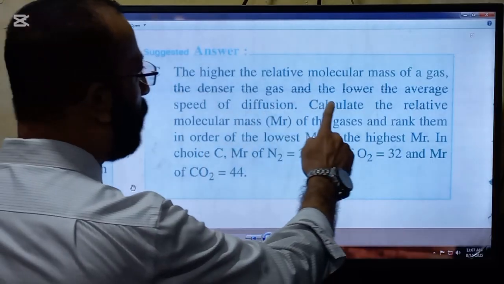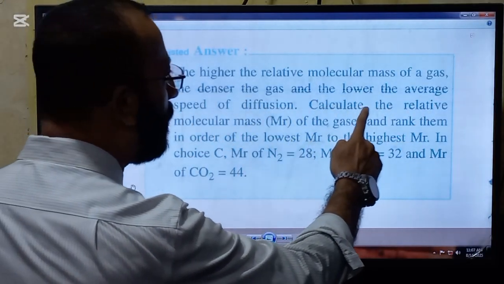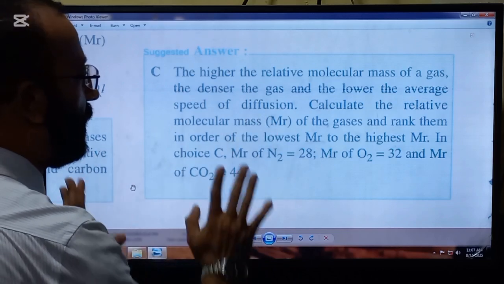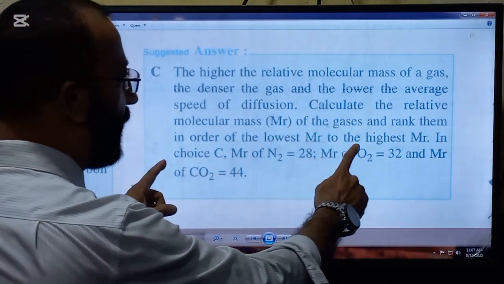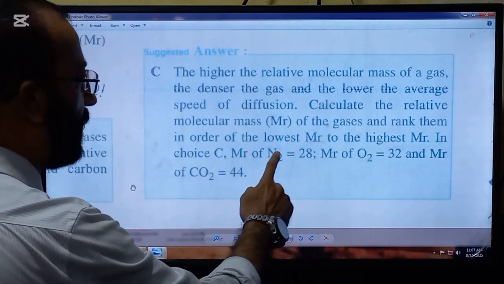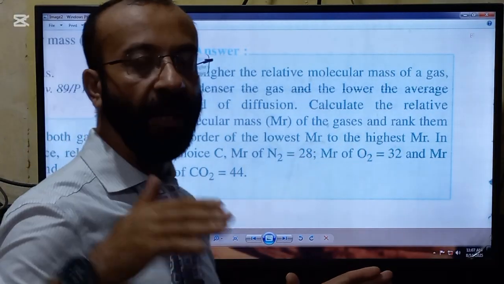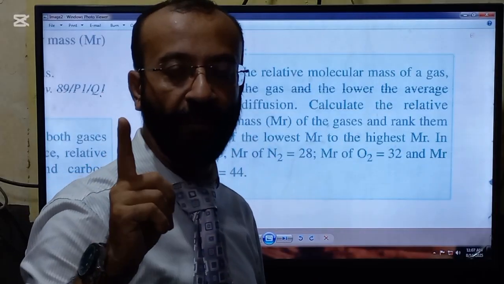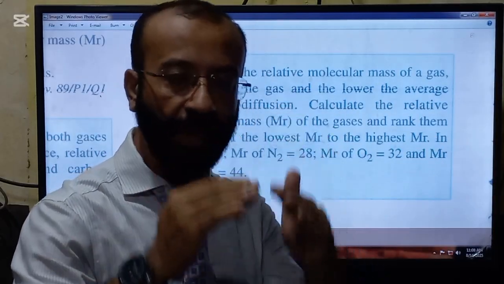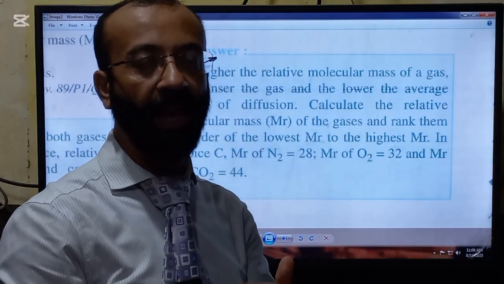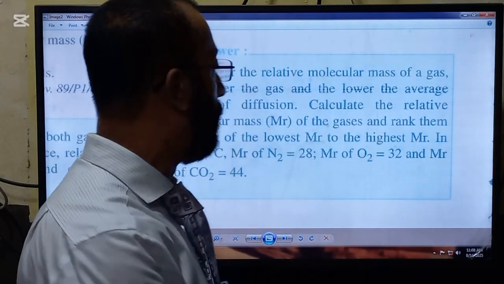The higher the relative molecular mass of a gas, the denser the gas and the lower the average speed of diffusion. So first we will calculate the relative molecular mass of the gases and rank them in order of the lowest relative molecular mass to the highest, because the order we have to arrange is from the fastest to the slowest. So fastest will be with the least molecular mass and slowest will be with the greatest relative molecular mass.